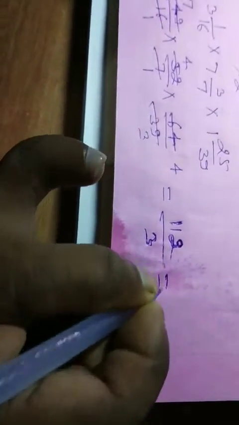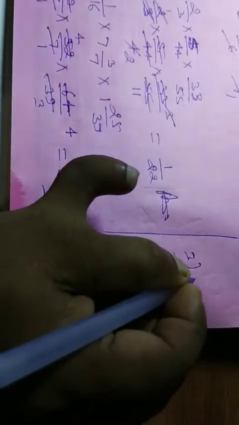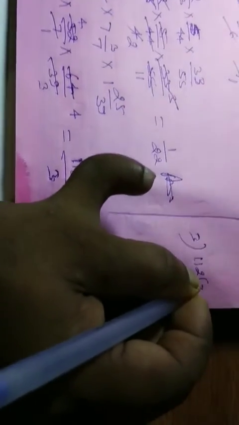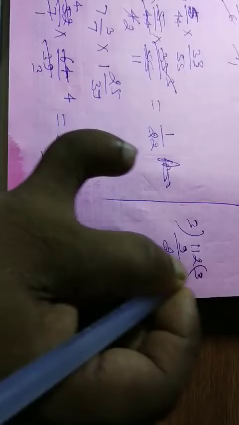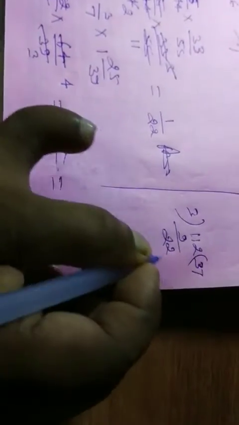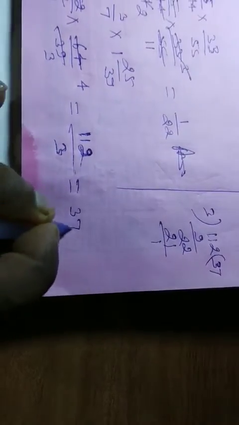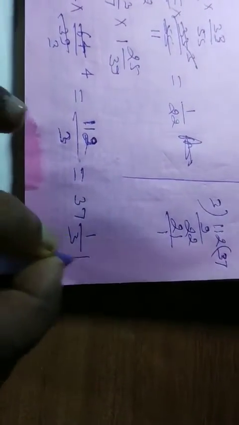Upper 16, 21 and 12. Let's see, it's equal to 3 3s are 9, 2, 3 7s are 21. So 37 whole 1 by 3, answer.